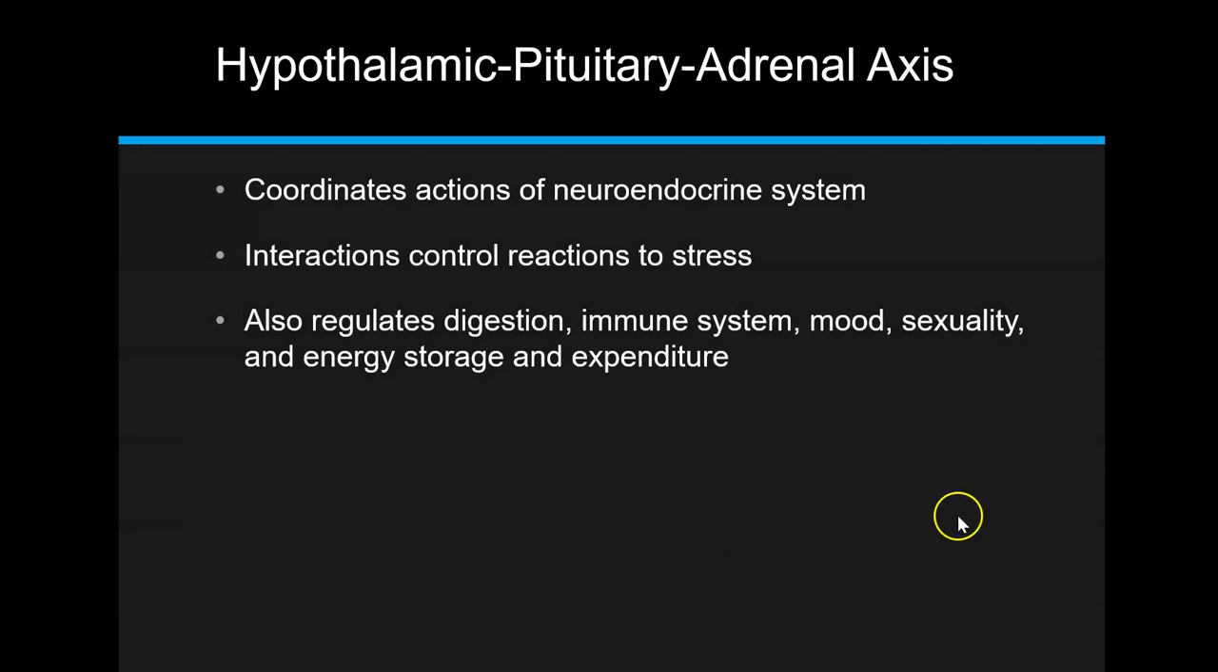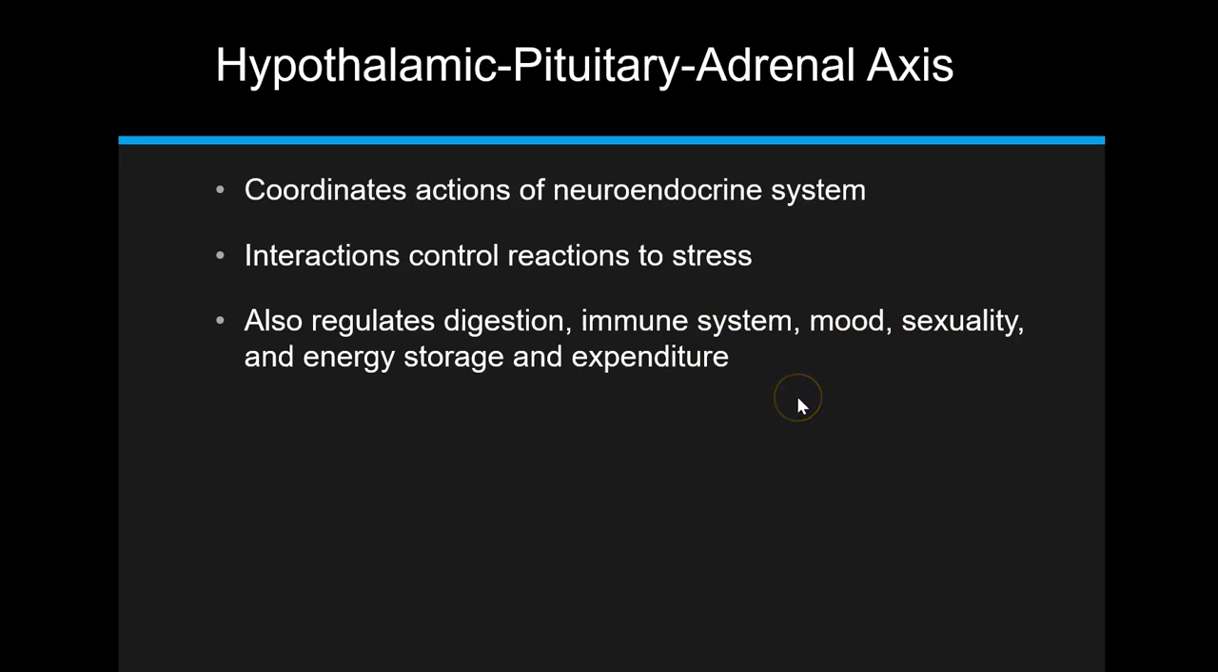All right, so let's look a little bit at the anatomy, pathology, and lab testing. First we're going to start with the HPA axis, which is the hypothalamic-pituitary-adrenal axis, and it coordinates the actions of the neuroendocrine system. There's an interface here between the nervous system and the endocrine system, and this is stress. The interactions control reactions to stress. Your HPA axis is always related to stress. It can also regulate digestion, the immune system, mood, sexuality, and energy storage and expenditure.